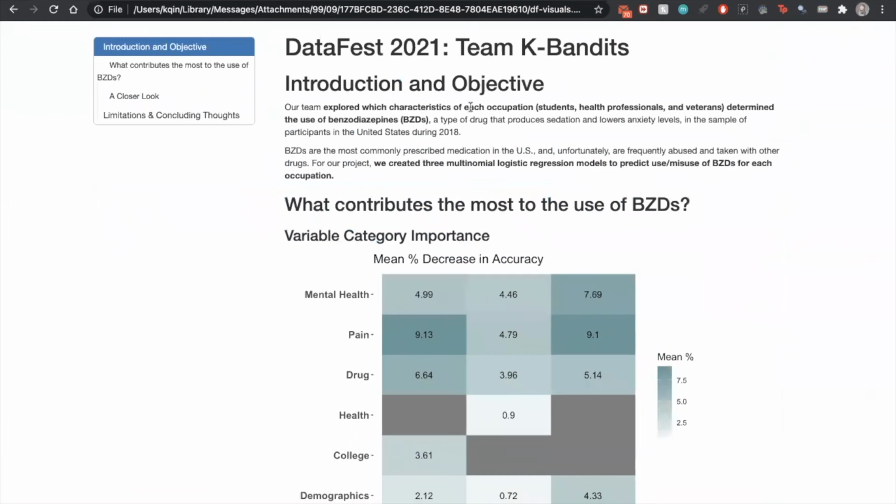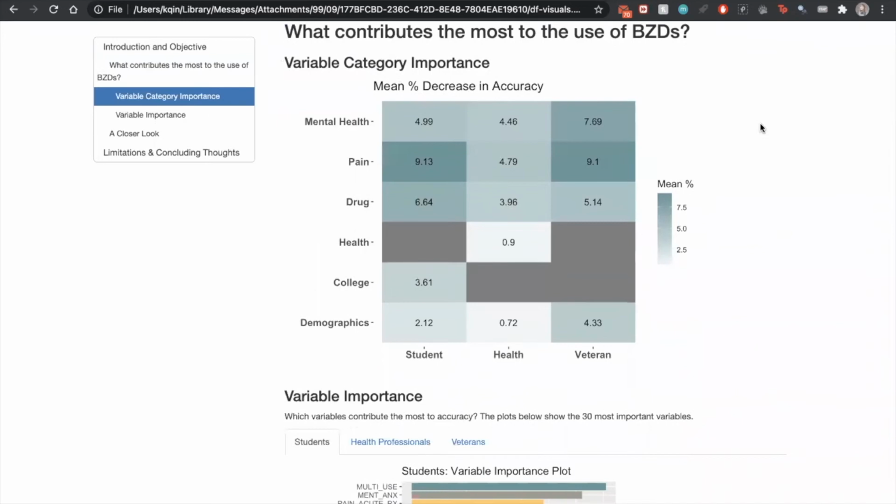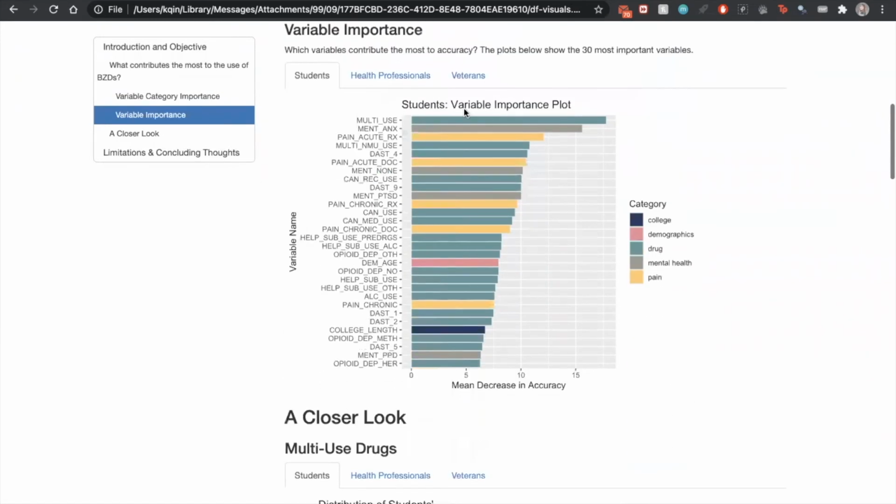To better understand what specific categories contributed most to BZD use in each occupation in our sample, we categorized the predictors into 4 categories. Those related to mental health, history of prescriptions for opioids for pain, history of drug use, and demographics. The numbers represent mean % decrease in accuracy for each category. From the plot, we can see that, in our sample, students' BZD use was influenced strongly by the drug and pain categories, while veterans were influenced most by the mental health and pain categories, and health professionals had a similar influence across all categories.